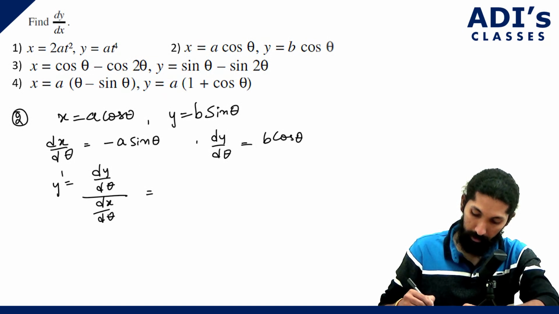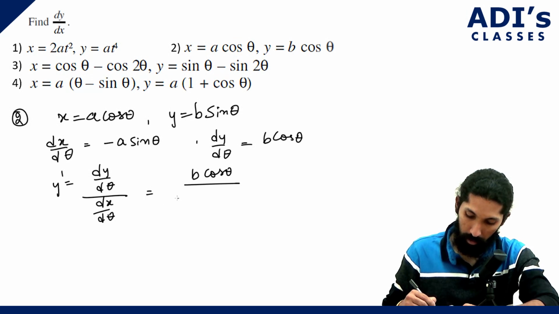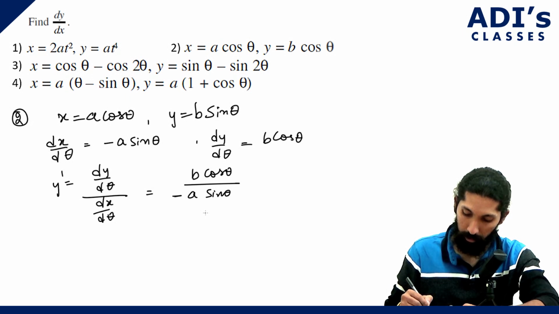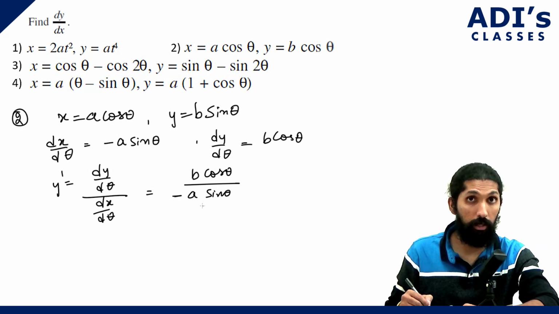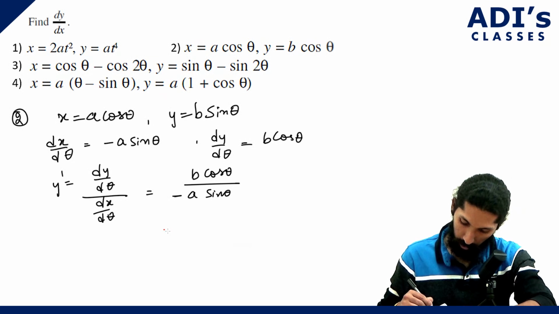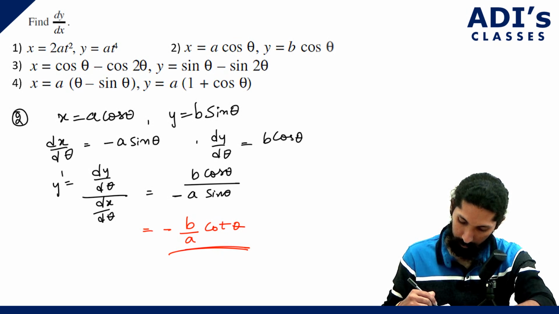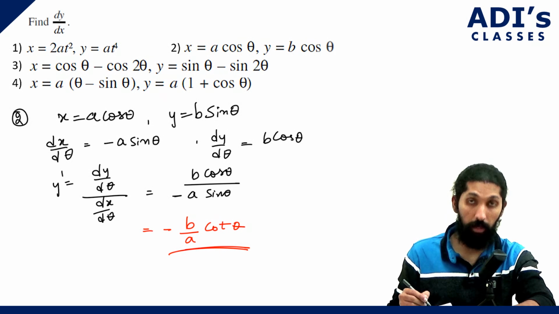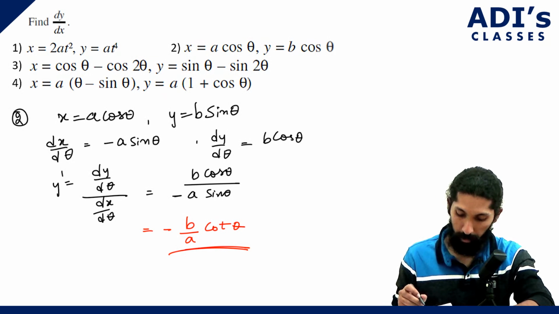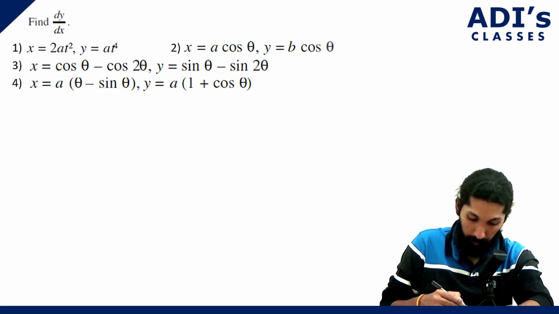So dy by d theta is b cos theta by minus a sin theta. Nothing gets cancelled. Do not cancel the theta and theta, please. So here the answer is going to be minus b by a cot theta. Clear? Cosine by sine is cot, right? So minus b by a cot theta. Fine. Let's do the third one now. See the third one.